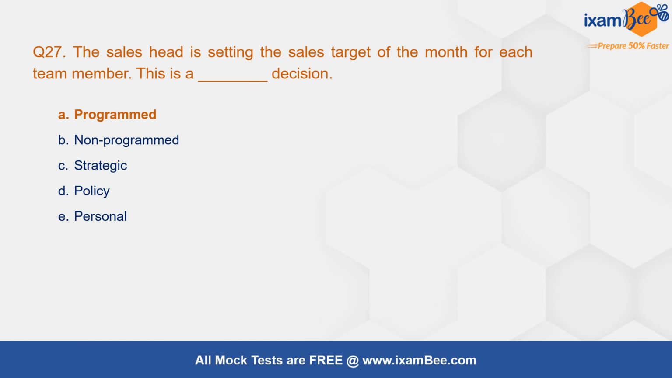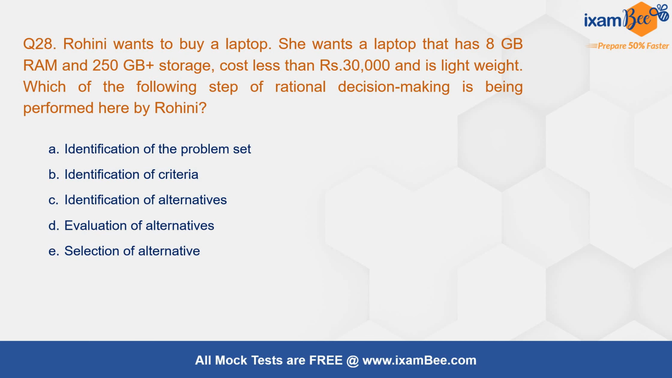A program decision is basically decisions which are repetitive in nature, which are of routine nature, which the middle or the lower management can take as per the defined guidelines, these decisions being taken on a regular basis. So here setting sales target is a regular operational feature of the team, and therefore it is a programmed decision. Question 28. Rohini wants to buy a laptop.